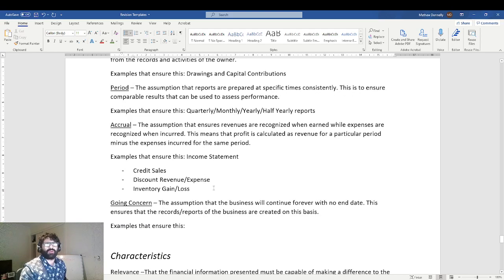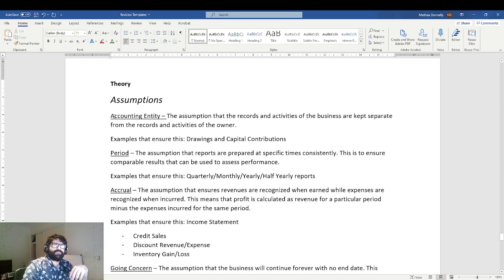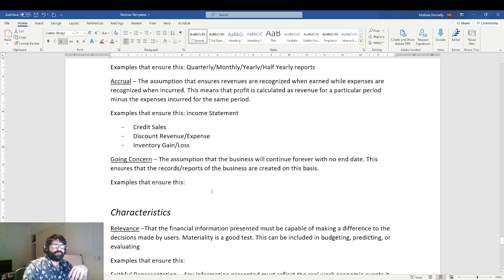We now have the going concern. The going concern is the assumption that the business will continue forever with no end date. So the business has an infinite lifespan, and that's because it is separate from the owner. So the idea is if the owner dies, the business can continue, ultimately.